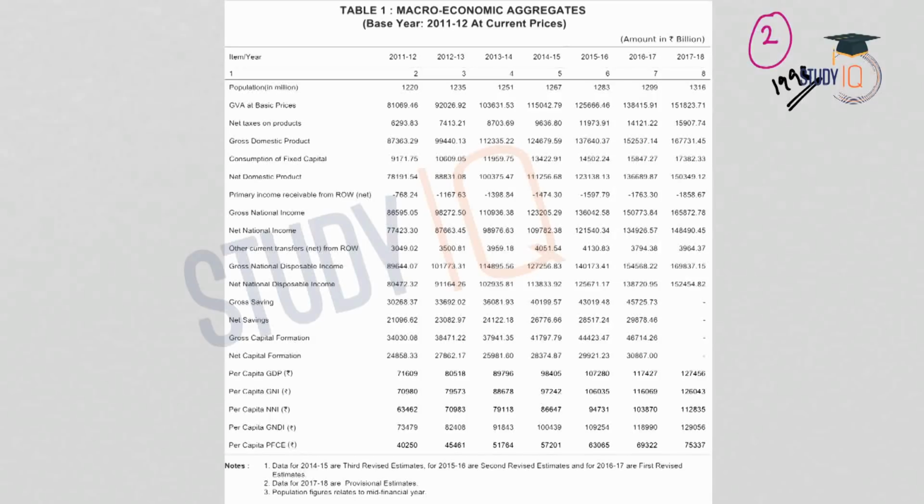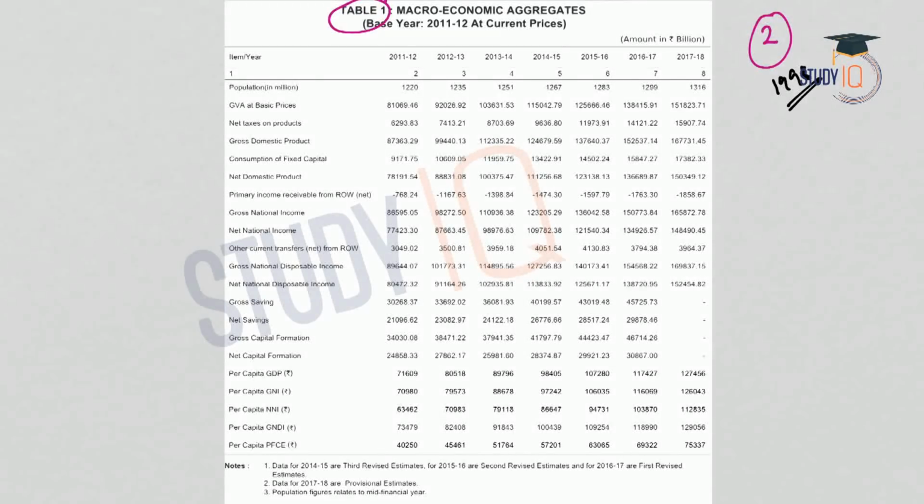Now today we will begin with the tables. In the Handbook of Statistics we will see many tables which will disclose the financial and economic data of the economy. So we will discuss only the important tables because there are almost 1000 to 1500 tables which are discussed in this Handbook of Statistics, but we will be going through the important tables from your examination point of view. So let us start with Table 1.